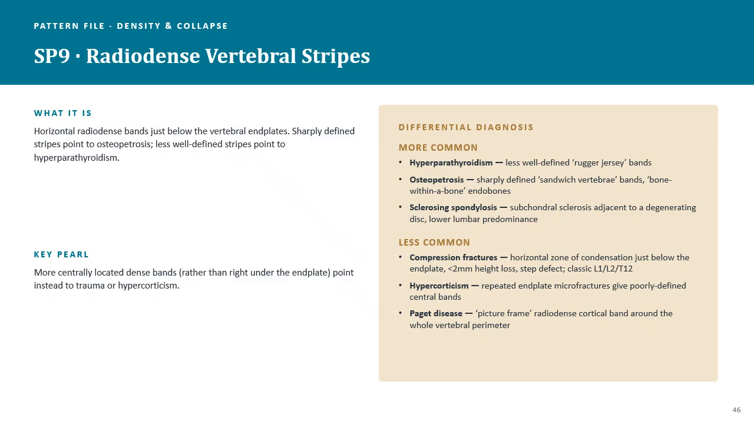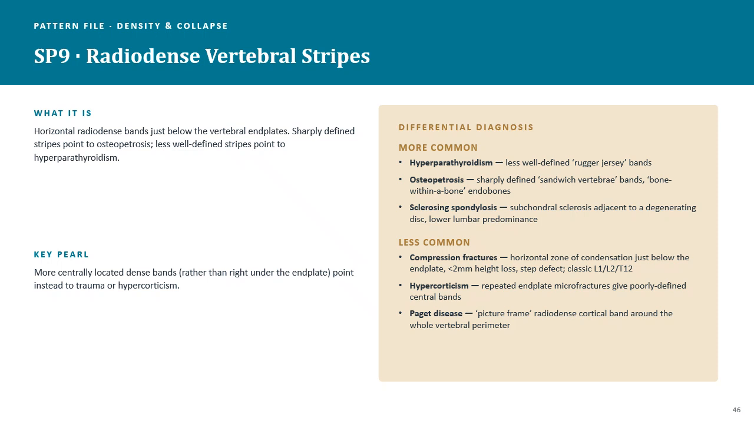Now we're moving on to radiodense vertebral stripe. So we're basically talking about some sort of increased bone density. By the time we actually see this, the entire vertebrae itself is not white like the ivory vertebrae that we talked about earlier. Instead, on an X-ray it looks like horizontal white bands or white stripes running across the patient's vertebral body. The location and appearance of the stripes will give the doctor clues about what it could be. One of the patterns is a rugged jersey spine, and that's associated with hyperparathyroidism.